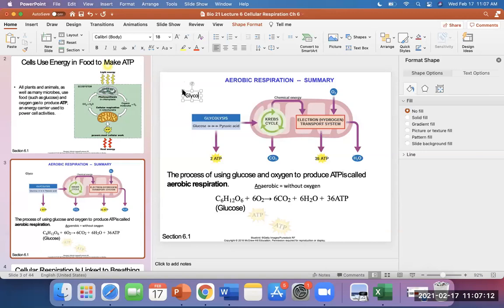What is glyco? Anybody know? It means breaking sugar. So glyco is sugar and lysis is to break down. So breakdown of sugar. You break down sugar and you get energy: glycolysis.